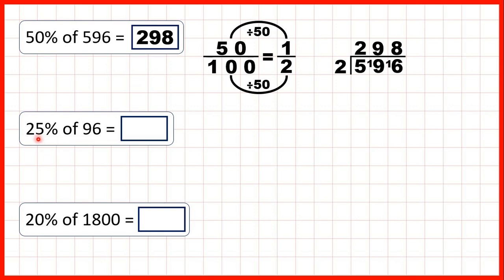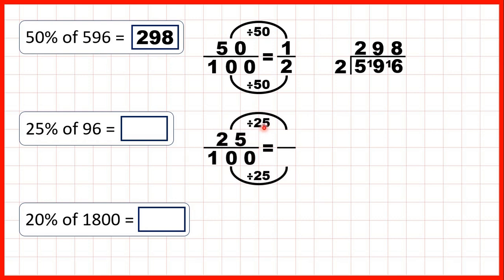Now we need to find 25% of 96. 25% is 25 hundredths, but we can simplify that to 1/4. So we can find 25% of a number by dividing it by 4. 9 divided by 4 is 2 remainder 1, and 16 divided by 4 is 4. So 25% of 96 is 24.